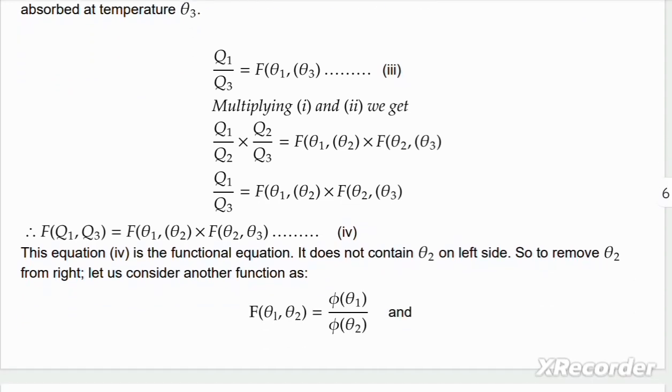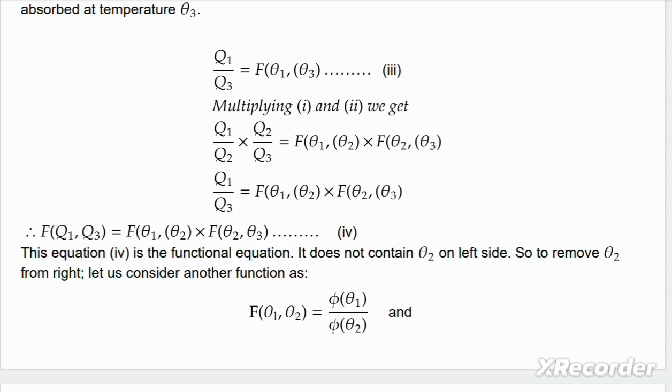Multiplying equation 1 and equation 2, we get Q1 divided by Q2 multiplied by Q2 divided by Q3 equals f(theta 1, theta 2) into f(theta 2, theta 3). So Q1 divided by Q3 equals f(theta 1, theta 2) into f(theta 2, theta 3). This is equation number 4, which is the function equation. It does not contain theta 2 on the left side, so to remove theta 2 from the right side, let us consider another function.